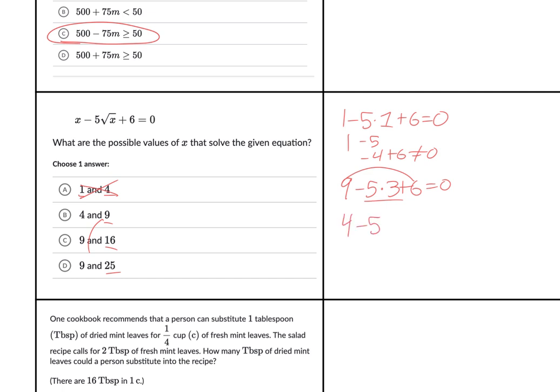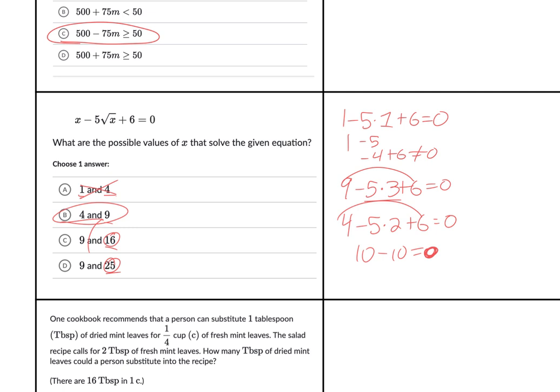4 minus 5 times the square root of 4 is 2, plus 6 equals 0. So that's 4 times 6 is 10 minus 10 equals 0. So I'm going to guess that it is 4 and 9. Now I'm not guessing, I know that those two worked. If I had made a mistake, I might be missing one. If I had time, I might check these other ones.